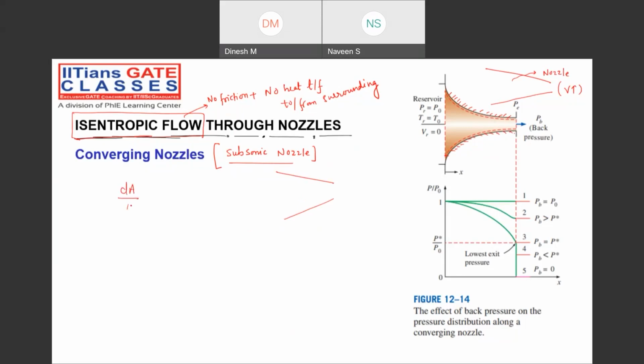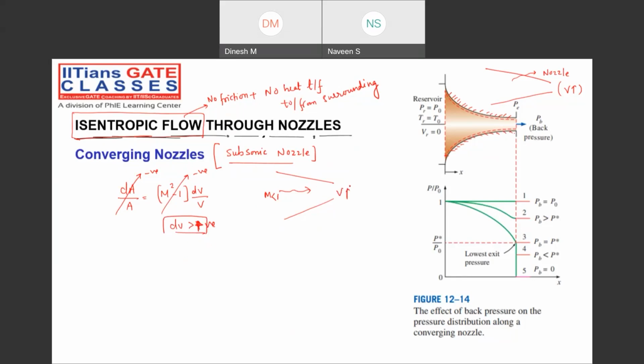What is the area ratio formula? dA/A = (M² - 1) dV/V. As we keep moving like this, the area will be decreasing, so dA is negative. Here it is subsonic flow, that means the Mach number will be less than 1, so (M² - 1) is also negative. Negative, negative will become positive. So dV will be more than 0. That means the velocity is increasing, my dear friend. Whatever the inlet velocity is, the exit velocity will be more than the inlet velocity.